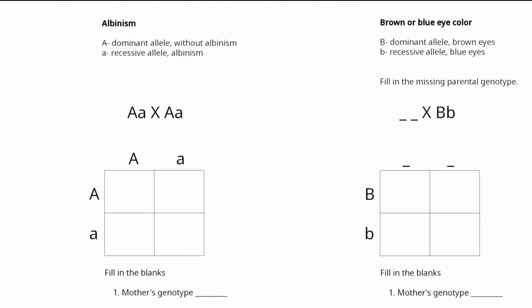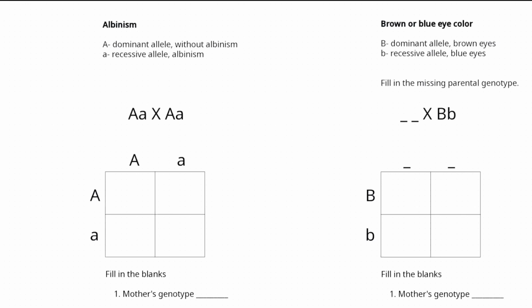Capital A represents the dominant allele, which is without albinism. The lowercase a is recessive, and that would be the one that has the albinism mutation. We're doing a cross of capital A, little a, times capital A, little a. So heterozygous versus heterozygous. Let's go ahead and fill in our Punnett square.